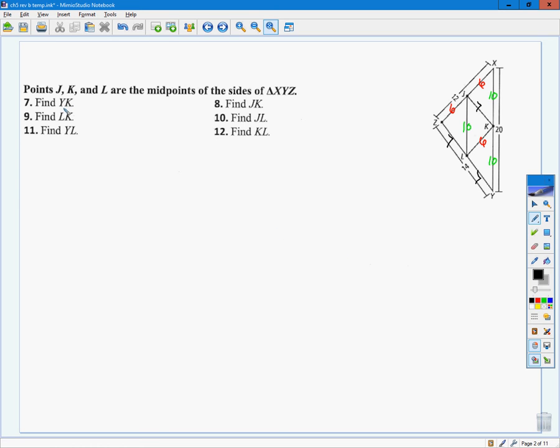So from Y to K, 10. From J to K, 7. From L to K, 6. From J to L, 10. From Y to L, 7. And from K to L, 6.